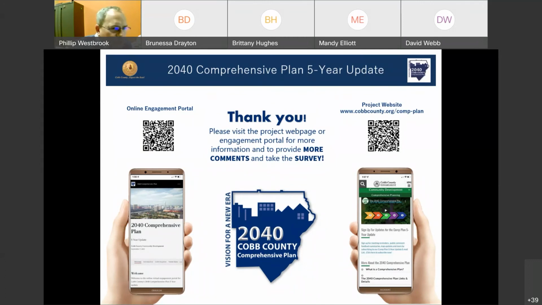So Brad, if you want to take us away, I believe Brad's going to have to share his screen so that you can kind of get a sense of how to navigate through the process. Yes, good evening. Yeah, the QR codes, like Phil said, will take you to one of two sites. One is the engagement portal, one is our comprehensive plan webpage. Excuse me, I'm actually going to start from our comprehensive plan webpage and then show you where the link is within that. So let me share my screen real quick. This is a live demo, so bear with me.